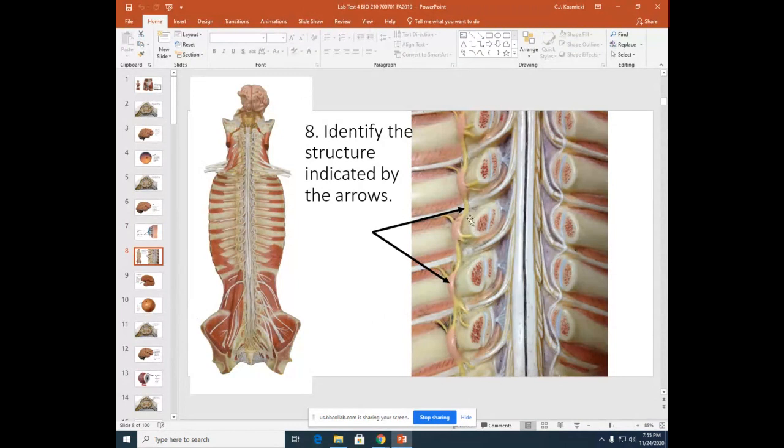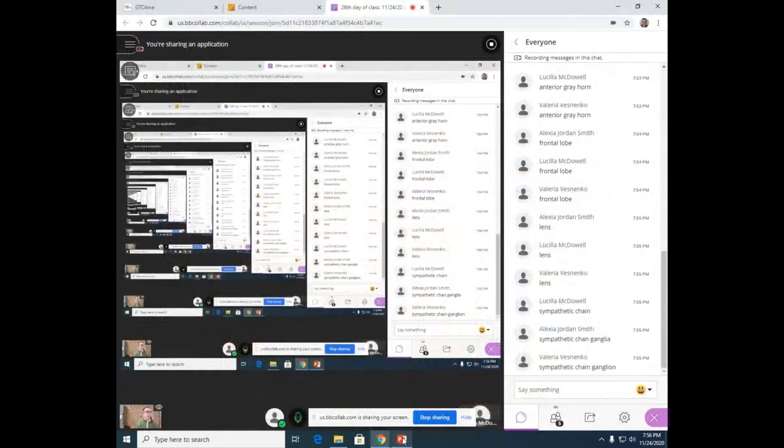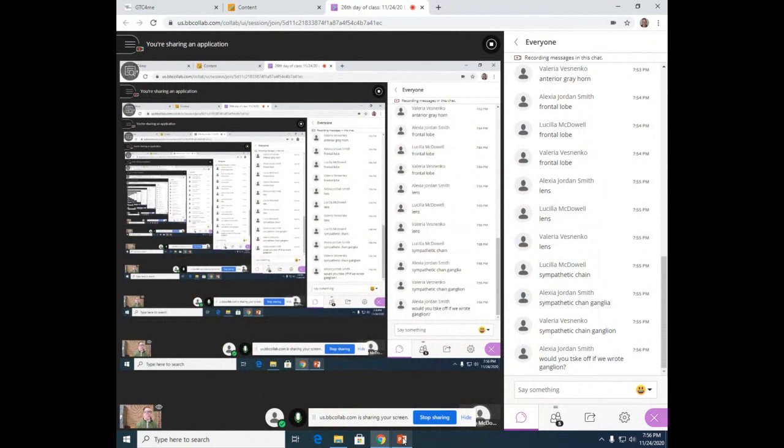The sympathetic chain. This one's pointing to a ganglion, and this is pointing to where the axons are. But yeah, that's the sympathetic chain. So that's where we're going to see our preganglionic, well, we'll see some postganglionic too. Forget that, I'm trying to get all philosophical. What do you got? Sympathetic, yes. Sympathetic chain, sympathetic ganglion. Would you take off if we wrote ganglia?